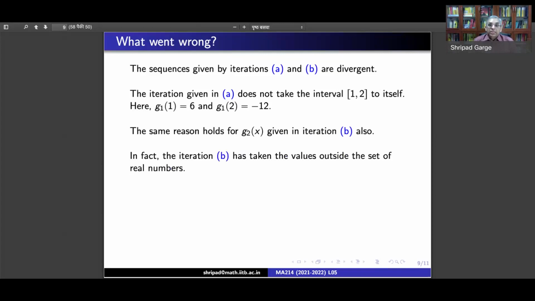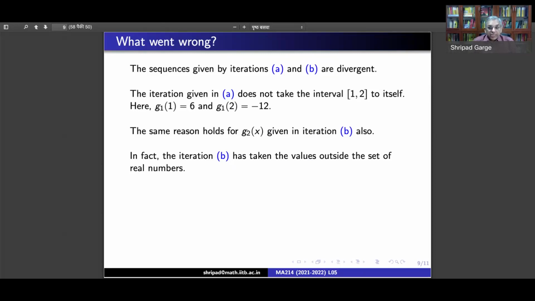The same reason holds for g2 as well. And in fact, we have seen that the iteration in B has taken the values outside the set of real numbers. We saw that there was a square root of a negative number. And both these functions g1 and g2 have the property that the derivatives are not bounded above by the number that you would want.